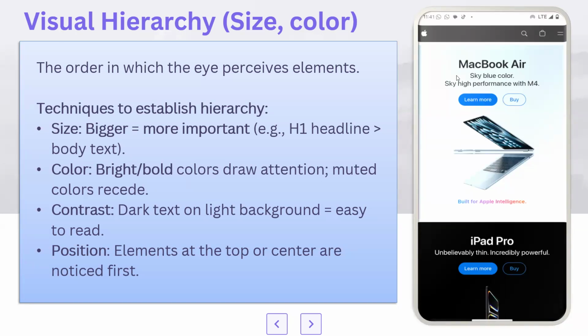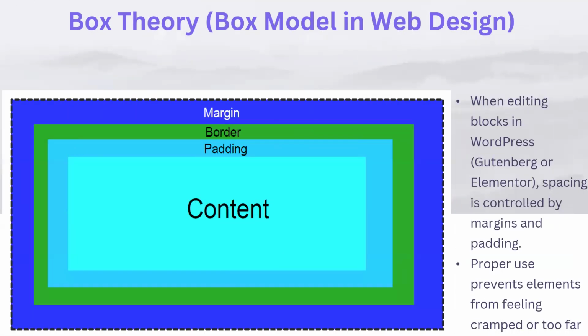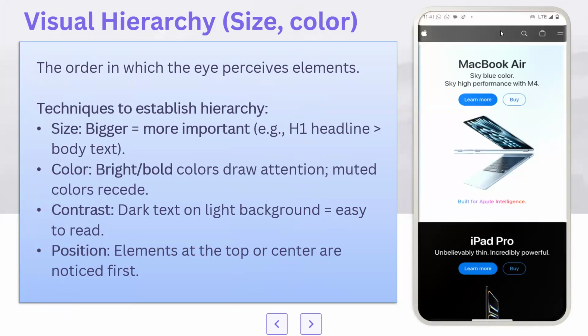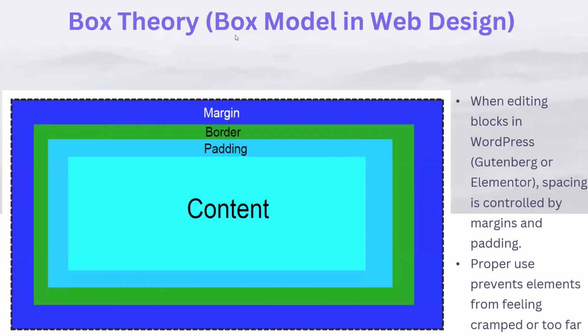So besides size and color, space can also create hierarchy. So it is important that you create good breathing space for your elements by using space. To achieve visual hierarchy, we have to know about the box theory. It's called the box model in web design. Almost all the content on the website is in the box model. I'll be demonstrating to you, but let's get the theory.